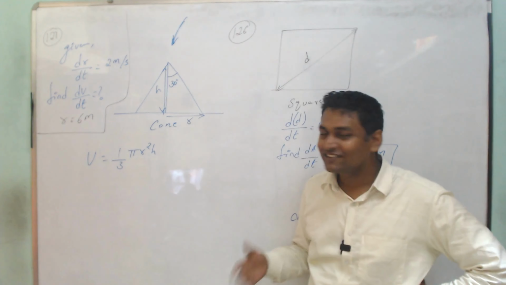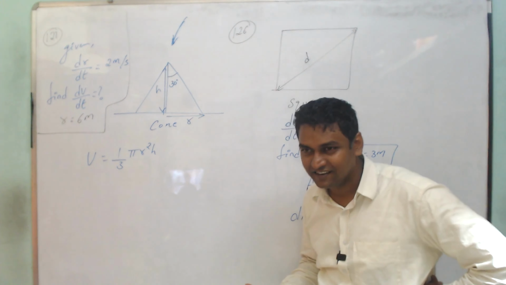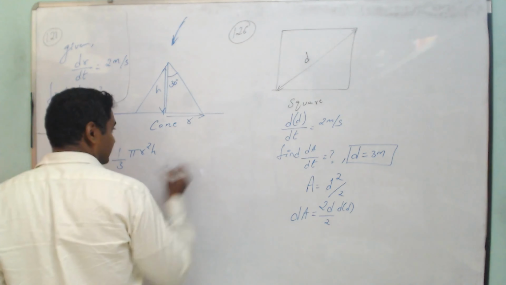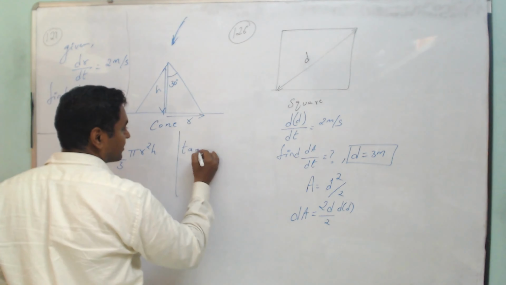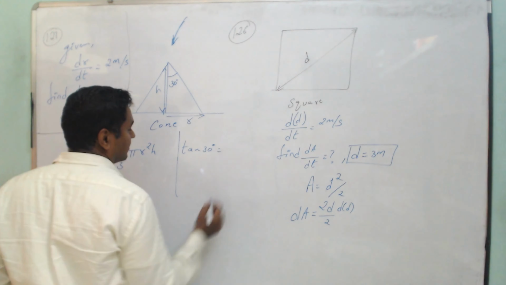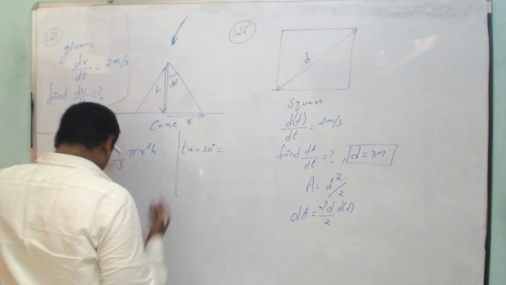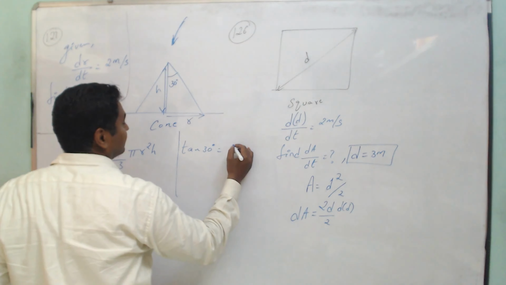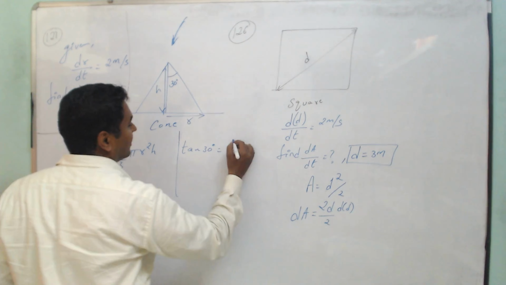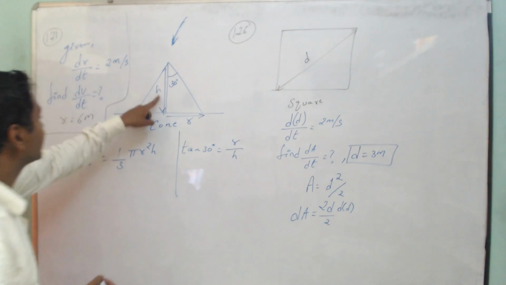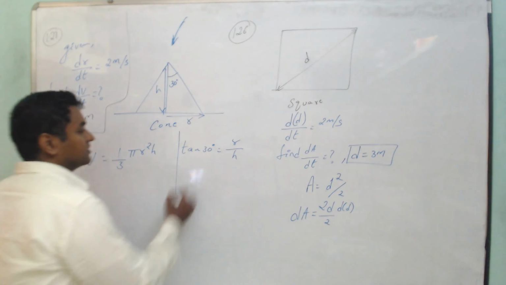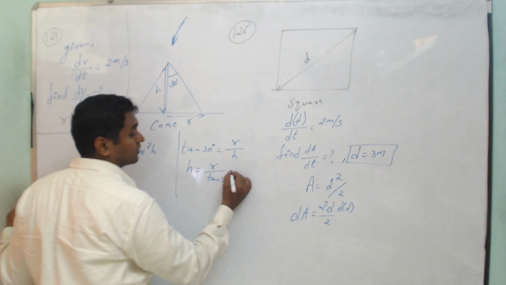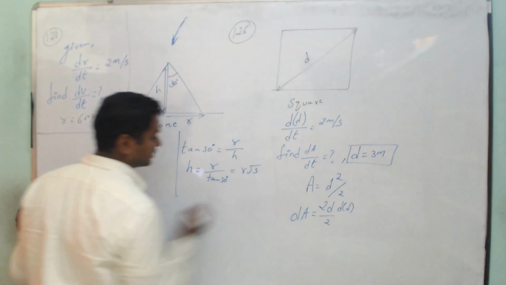So what do we find? The value of tan. Good, so say tan 30. Tan 30 is 1 by root 3. That I know. What will come in the figure? Tan 30 is R by H. And what do we need? We want H because H is not given. So H is R by tan 30. So H is root 3 R.